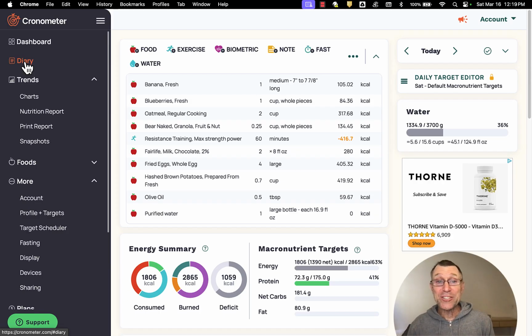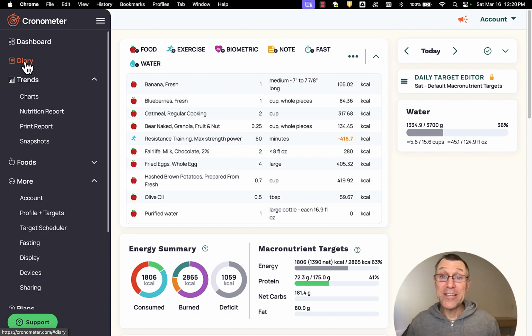This is a breakfast, some oatmeal with blueberries, banana, a little bit of granola. After breakfast, around lunchtime, I did about an hour of resistance training, heavy resistance training as it says there. Followed that up with my post-training chocolate milk, and then had a nice lunch which was some eggs and hash browns with a bottle of water. So let's talk about the dietary analysis here.